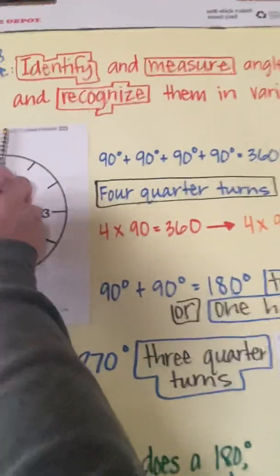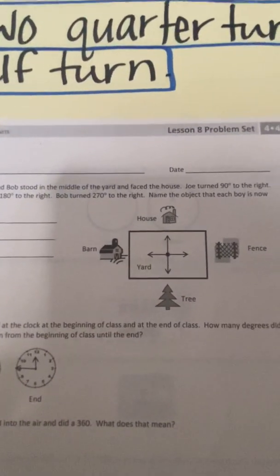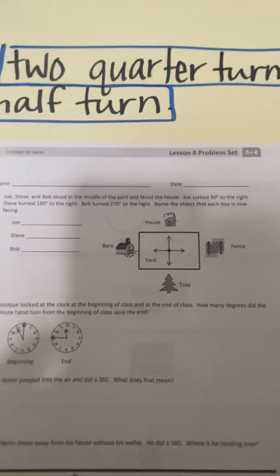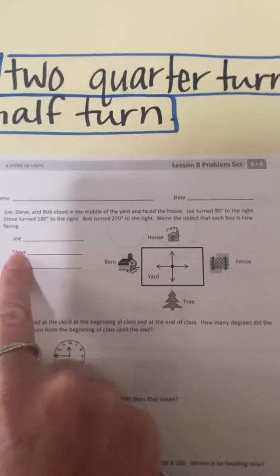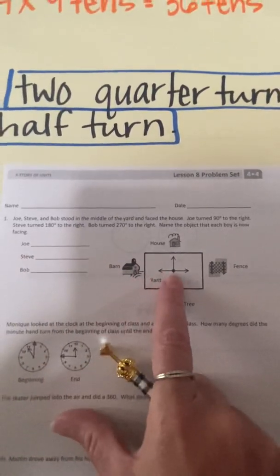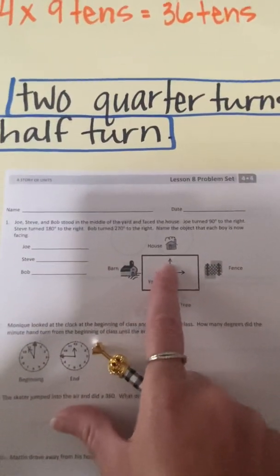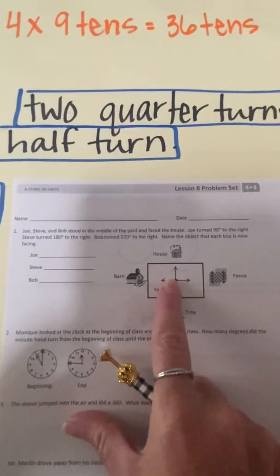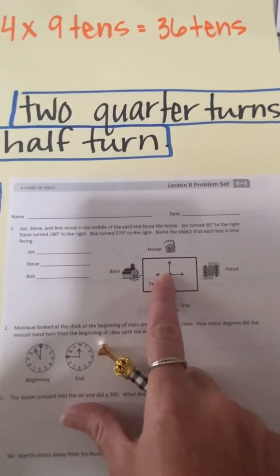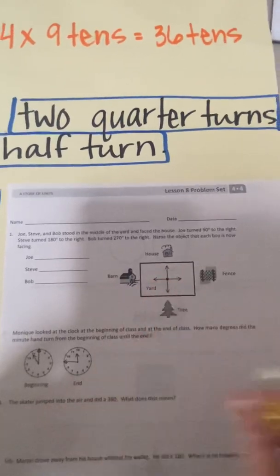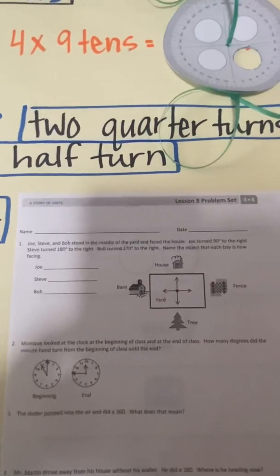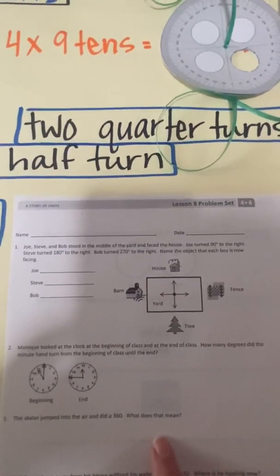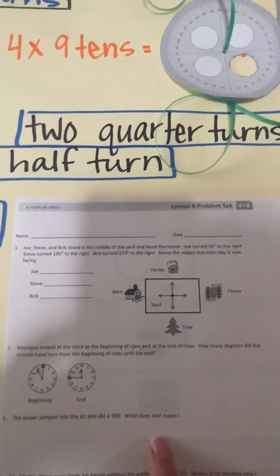Okay. Some other familiar context you're going to use in your practice book, that looks like a map. Okay, so you'll have a starting point, and you have Joe here. And Joe, Steve, and Bob stood in the middle of the yard, so this is the middle of your yard, and faced the house. So there's our house. And Joe turned 90 degrees, so use that familiar clock or your protractor and figure out where is he now facing. Steve turned 180 degrees, and Bob turned 270 degrees.